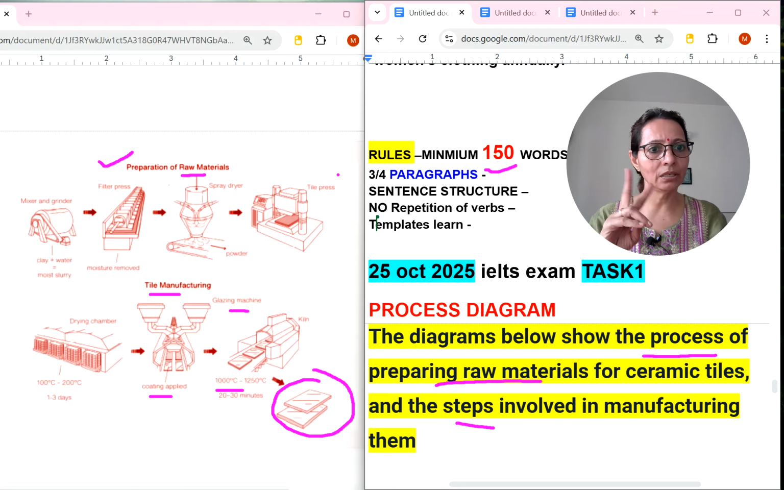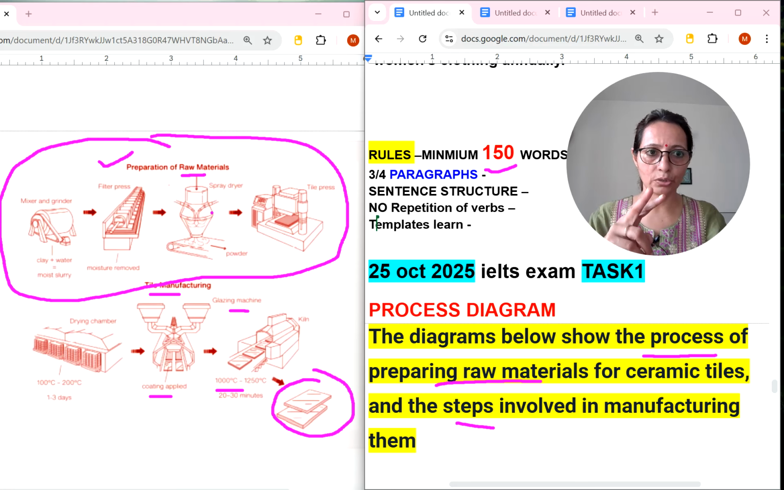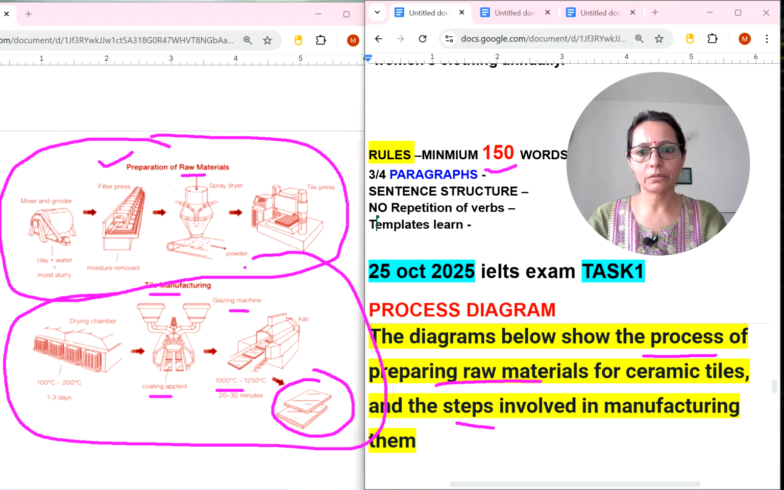So first, the introduction and overall paragraph, I will tell you how to write. The third body paragraph will be about the first process, the manufacturing of raw material, and the fourth body paragraph will be about the manufacturing process, the last process. Okay, so let's move to how to write the introduction for Writing Task 1.